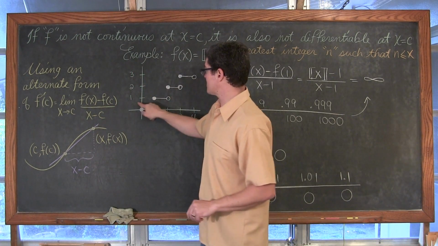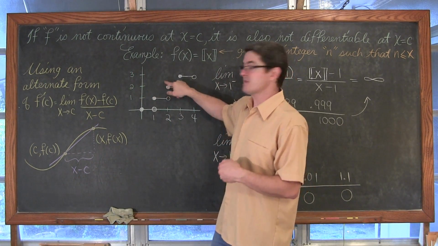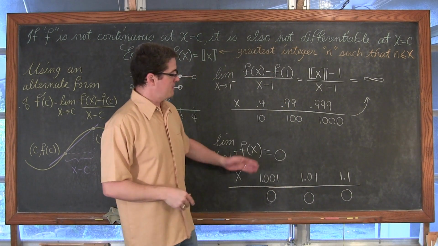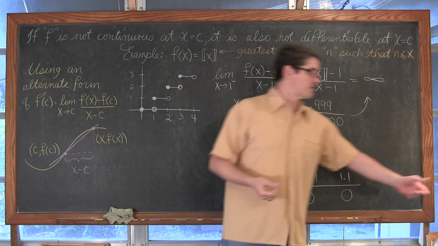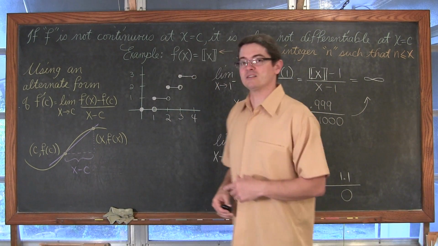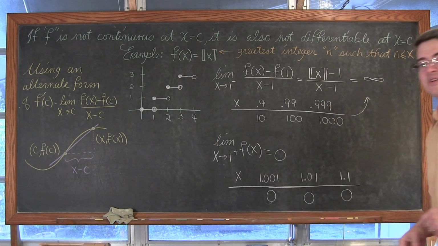But again, on the left-hand side, approaching 1 with that undefined value, you have to step up to the next step of our greatest integer function. The left and right limits don't match, therefore the limit does not exist, and therefore nor does the derivative, and the function is not differentiable at that point c, where the function is not continuous.